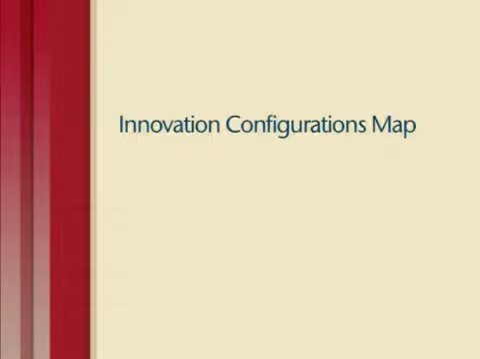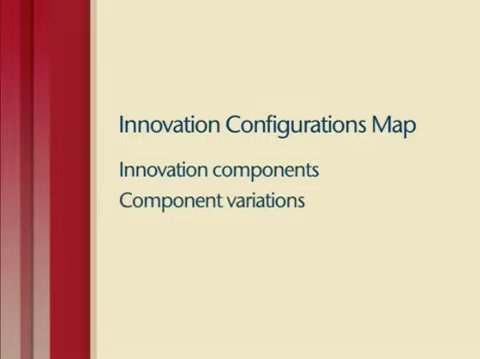Innovation configurations are recorded in a document called the IC map. This map is made up of the innovation components and their variations. A way the tool can be used in a major way is to define what the new program is or what the new practice is that we want to install or implement in a classroom.